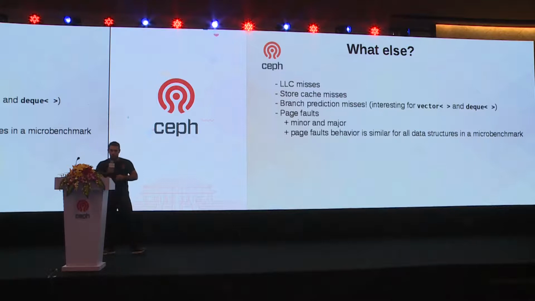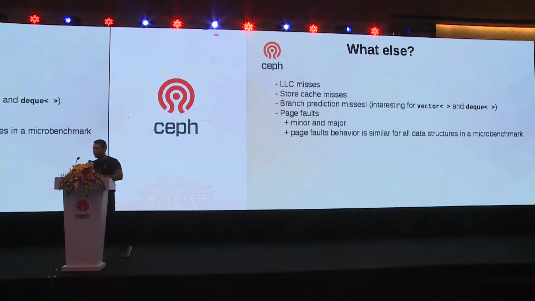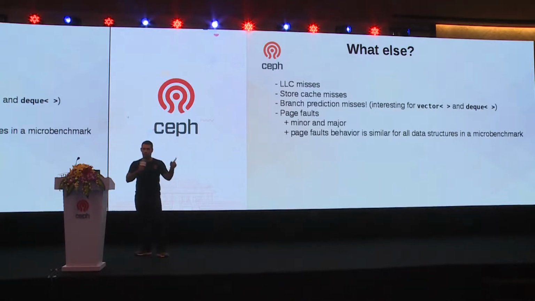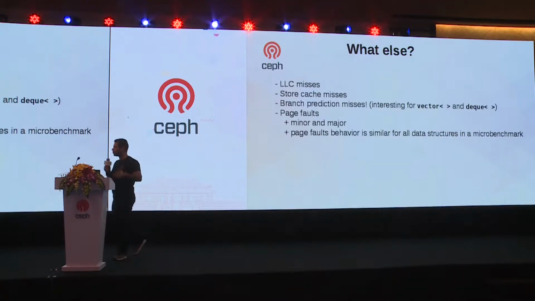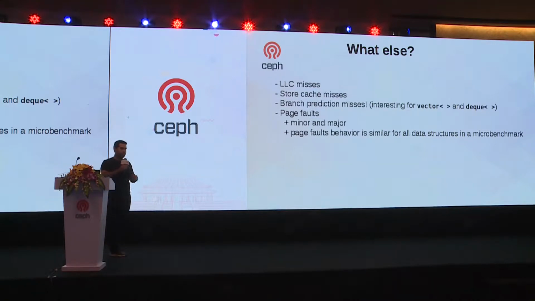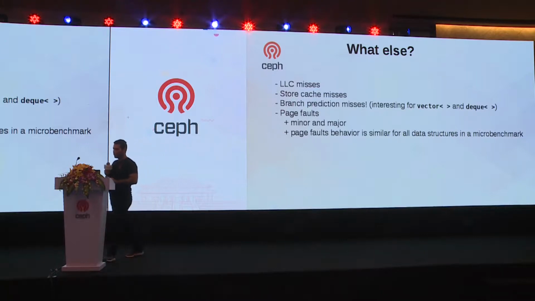What else can we look at? I showed only 4 PMUs, performance monitoring units. There are many more that you can look at. A cool one is looking at the CPU cycles, because if you have the instructions and you have the CPU cycles, you can calculate the IPC, and you want that to be close to 1. You can look at branch prediction misses, which I've already talked about, and page faults. In the micro benchmark, page faults aren't really interesting because nothing really happens.